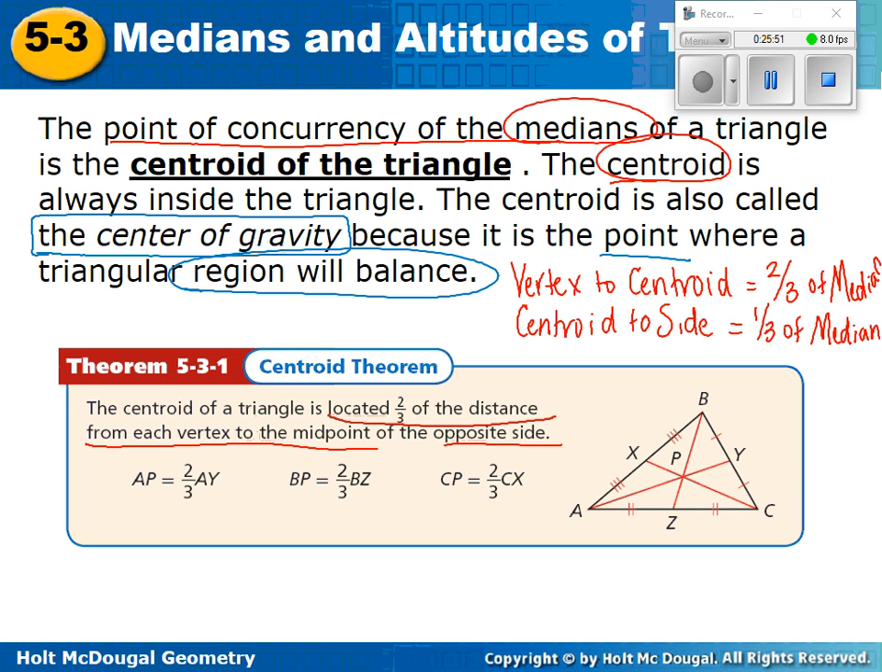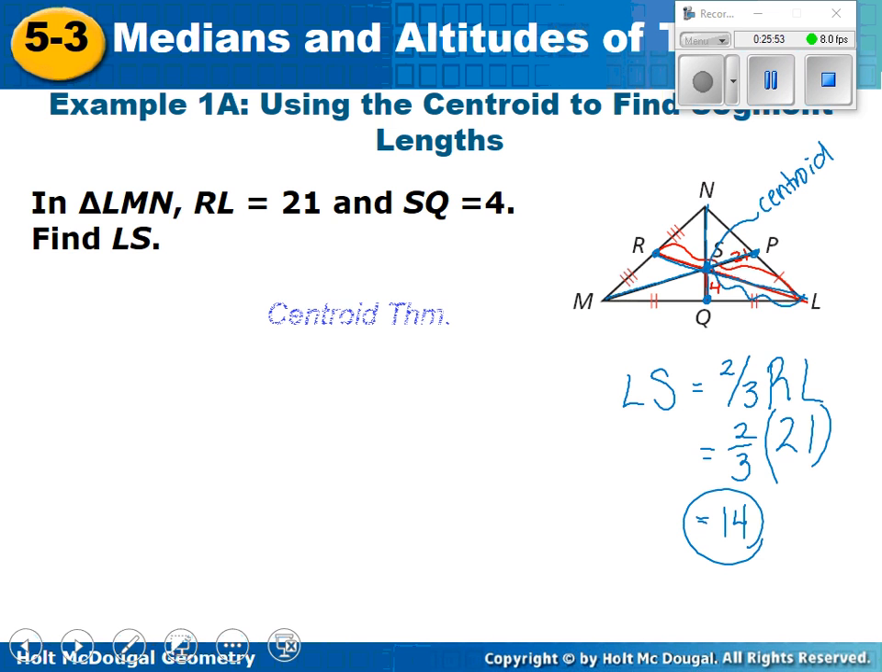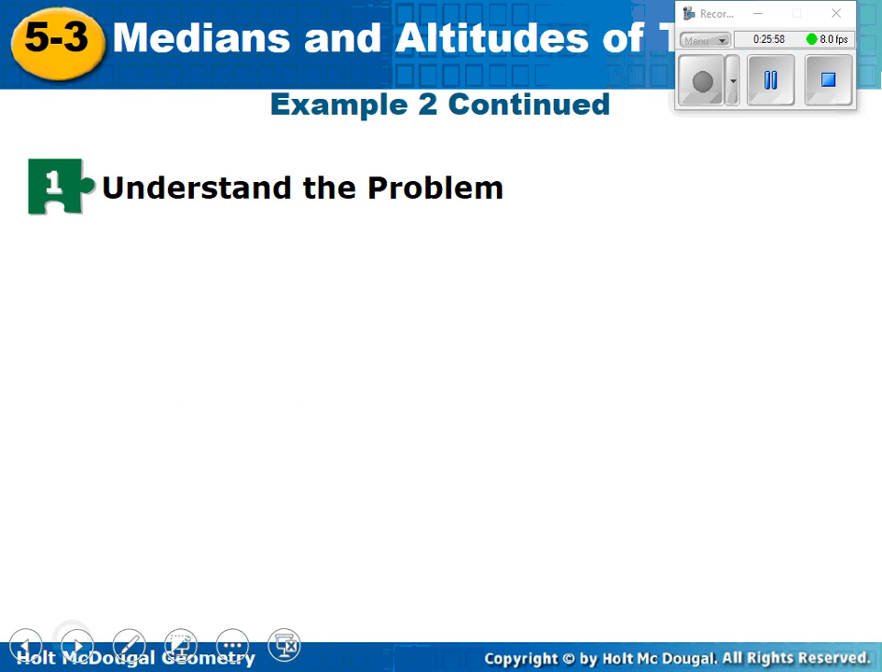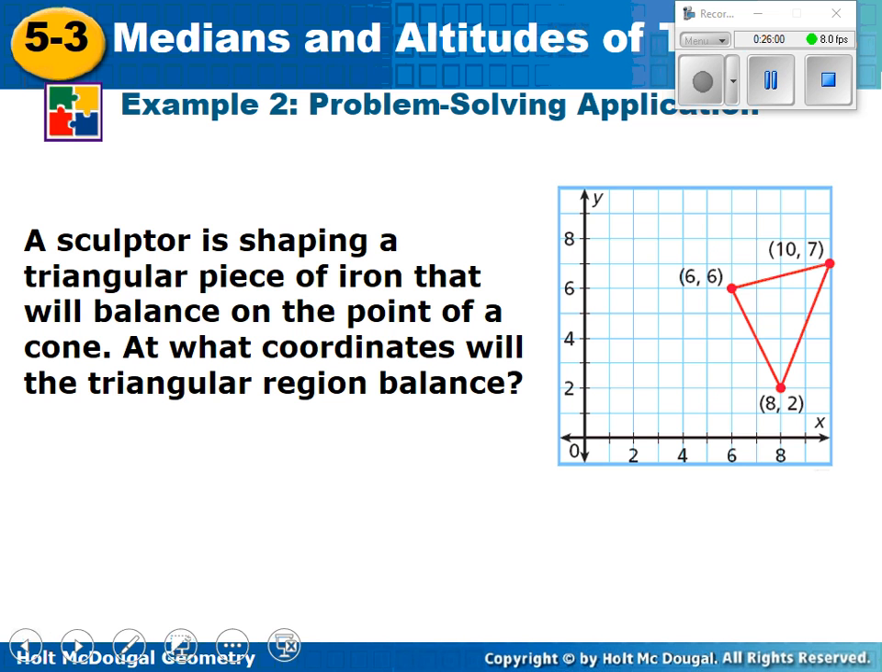What makes this a little bit harder when you get to the homework or the test is that you have to look for those keywords. Notice it doesn't say find the centroid anywhere. It doesn't say that you have medians. It says a sculptor is shaping a triangular piece of iron that will balance on the point of a cone. At what coordinates will the triangular region balance? When you see that word balance, you think, oh, the balancing point is the center of gravity, which is the centroid.